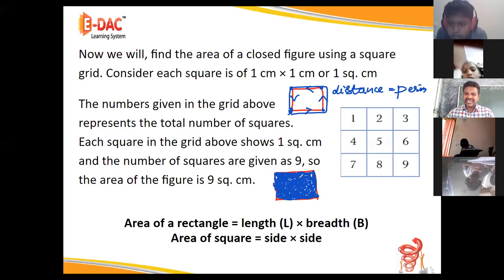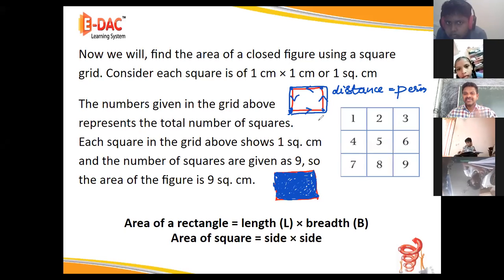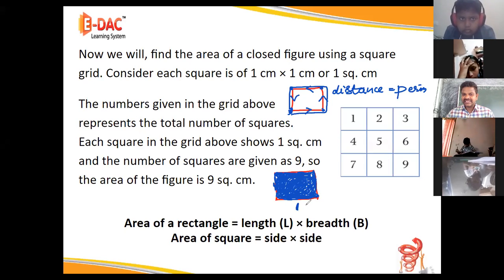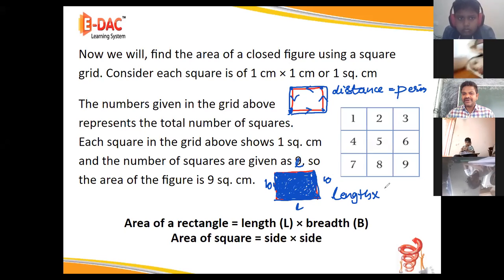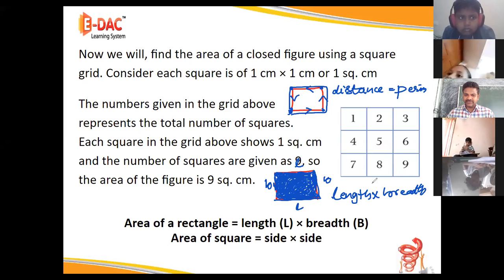Distance is different and area is different. Distance gives only the length, in centimeters or meters or kilometers. But area is not like that. Length and breadth. How to find the area? You just multiply length into breadth.